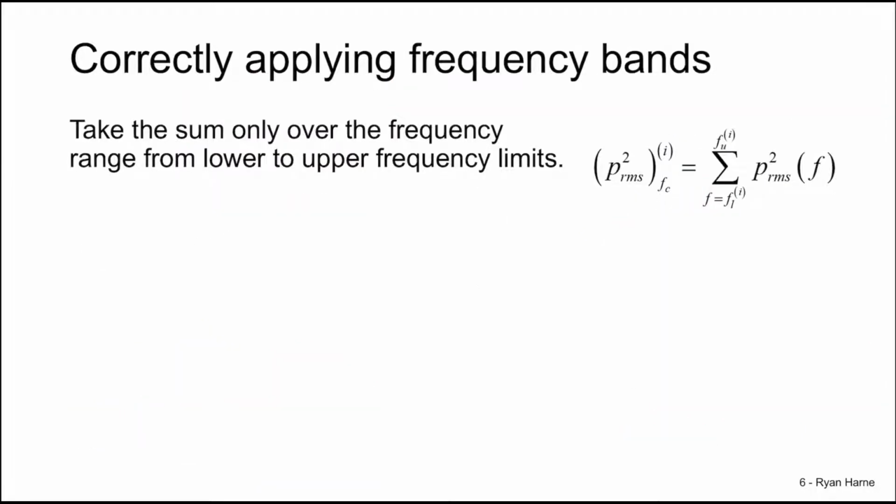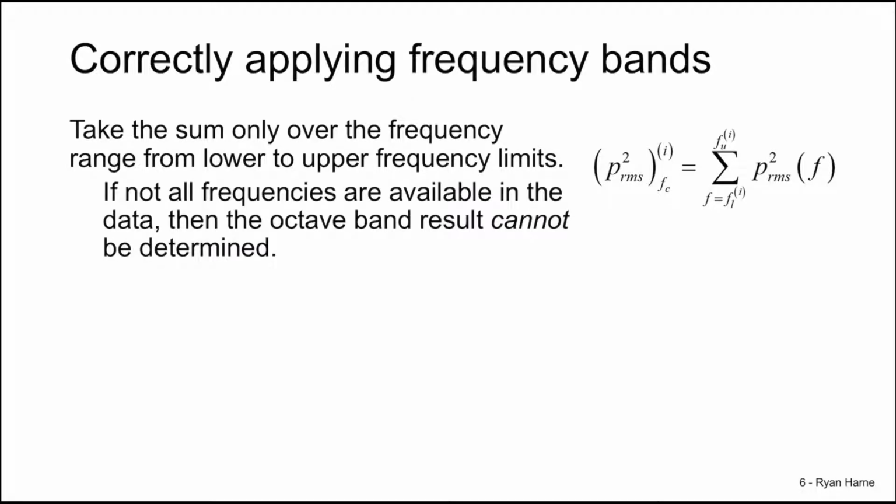It is important to recognize a few requirements for these calculations. Firstly, this is a sum. It is not an average of squared RMS pressures. It is a sum. It is also a sum from the lower to upper frequency limits, without exception. In other words, if not all of the frequencies are available in the data from a lower to upper limit, we cannot compute the octave band result. It doesn't mean all integer frequencies must be available in the data, but we simply cannot cut short on the lower side or higher side of the frequency band.